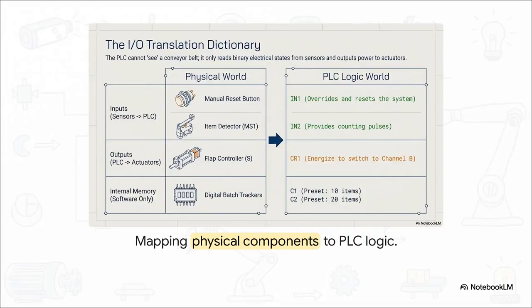Here is our exact translation map for this system. In the physical world, our manual reset button becomes IN1 for the PLC. This overrides and resets the whole system. The physical clicking of the MS1 item detector translates to input IN2, providing our counting pulses. On the output side, the physical flap controller, the solenoid, becomes PLC output CR1. When CR1 gets energized, the flap switches to channel B. Finally, we have our internal memory. Counters C1 and C2 preset with 10 and 20 items, acting as our digital batch trackers.